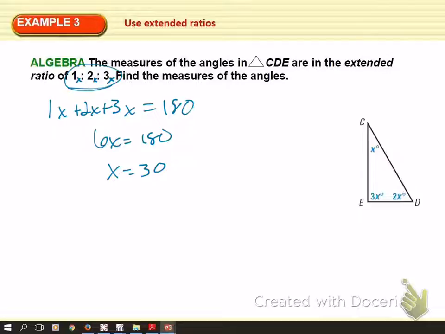And if x is 30, then we can apply that factor to all of our angle measures and make this guy 30 degrees because it's 1 times 30. This guy is 2 times 30, or 60 degrees. And this guy is 3 times 30, or 90 degrees. And so there are your three angle measures. So again, the moral of the story is we're applying an x factor to our ratio because when we reduce a ratio, we're dividing out a common factor. And then we're using what we know, right here with the angles of a triangle, they have to add to 180. All right?